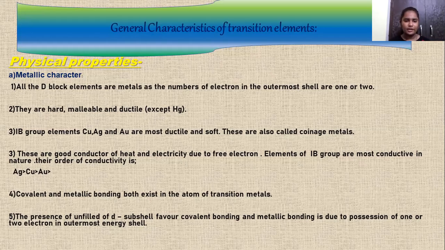These are good conductors of heat and electricity due to free electrons. Elements of IB group are most conductive in nature. Their order of conductivity is Ag greater than Au, greater than Cu, greater than Au. Covalent and metallic bonding both exist in the atoms of transition metals. The presence of unfilled d subshell favors covalent bonding, and metallic bonding is due to possession of 1 or 2 electrons in the outermost energy shell.